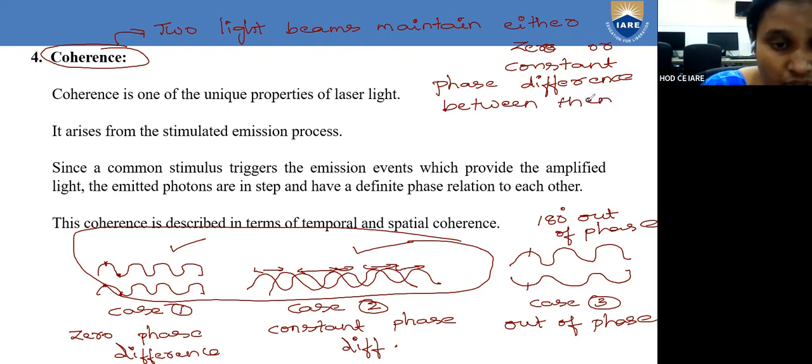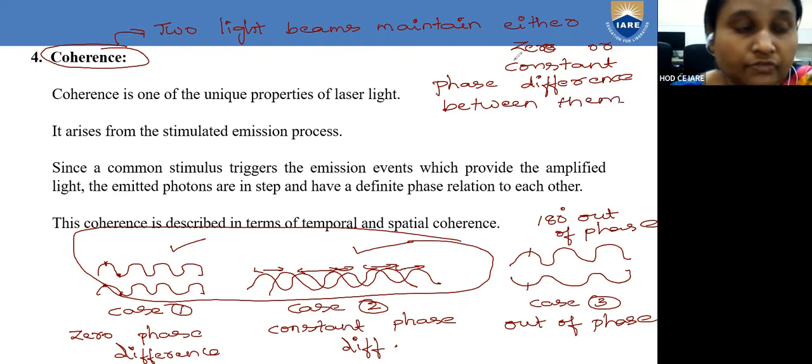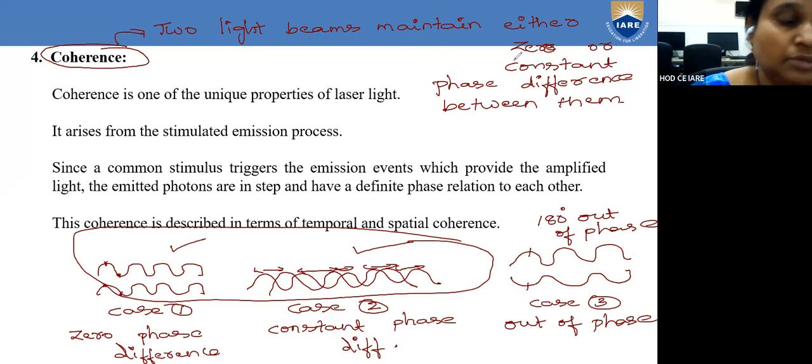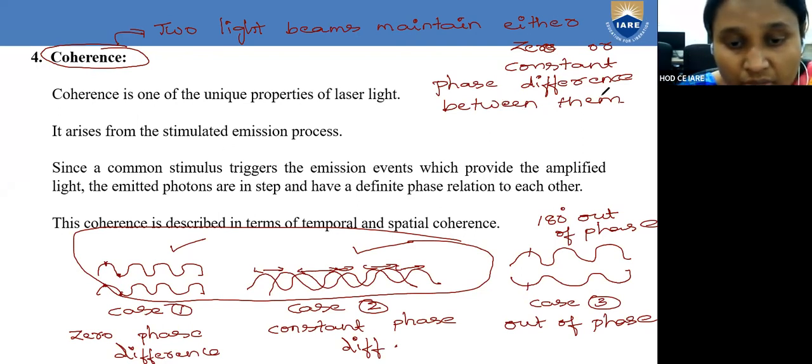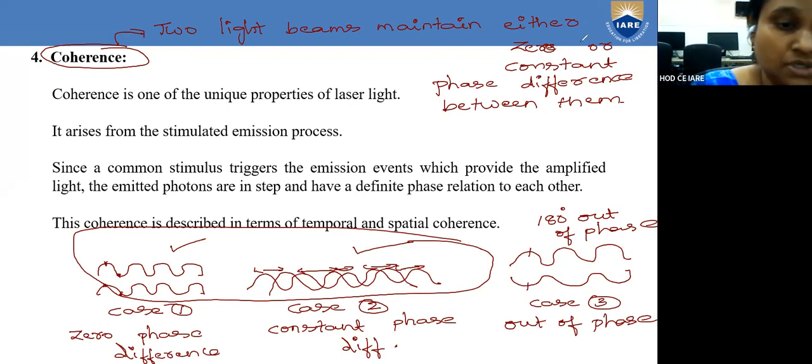So what is this property of laser light? Laser light exhibits the coherence property. What do you mean by coherence property? If I take two different light beams from the same laser source, they are going to maintain either zero or constant phase difference between them. I hope you are able to understand, students. Make note of these three figures so that you understand what it means to have either zero or constant phase difference between them. Note down in your books.